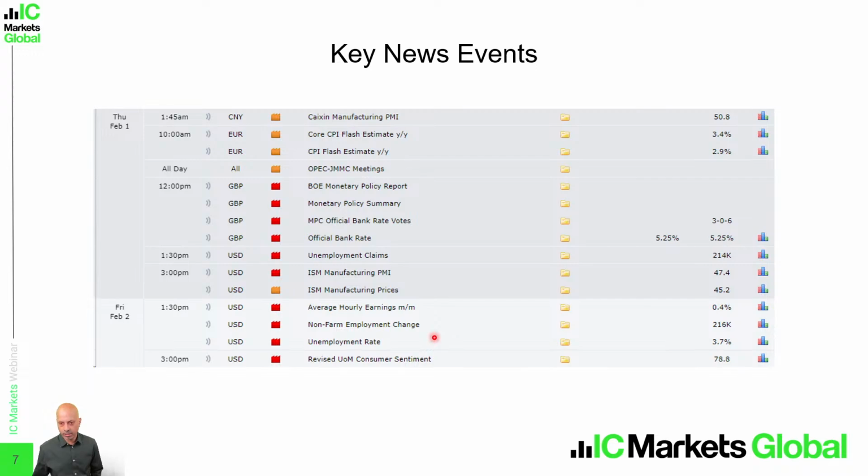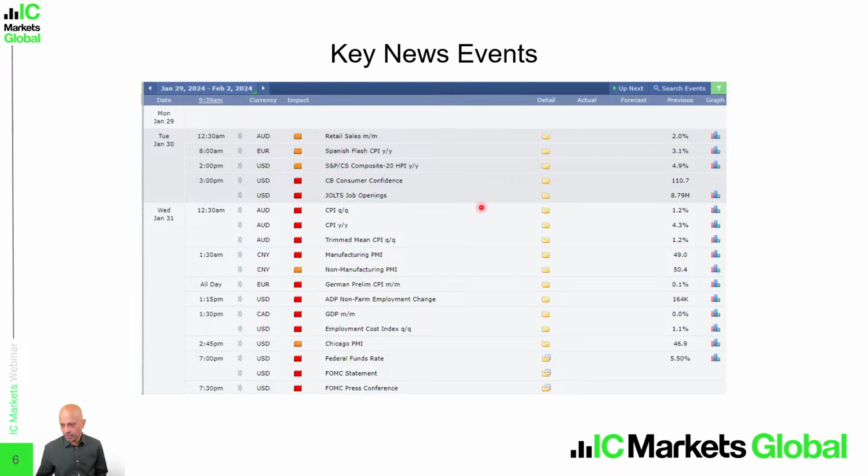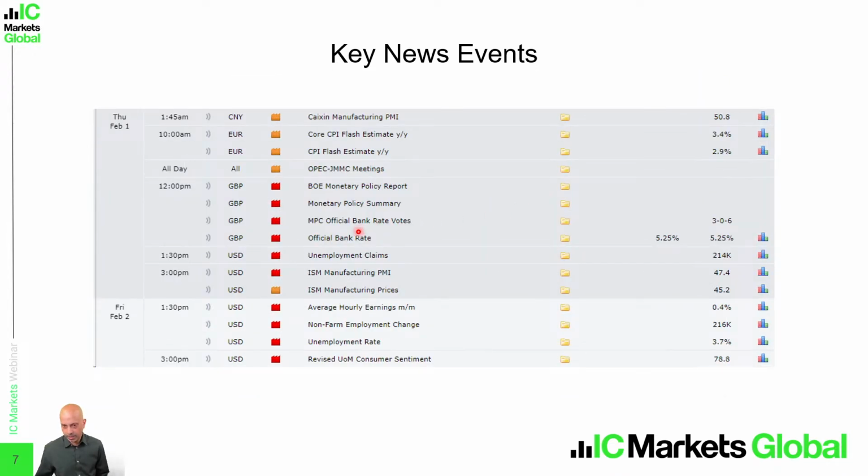All right, then on Thursday, 1st of February, we've also got manufacturing PMI again and inflation data out of Europe. Plus, we've got the Bank of England releasing its monetary policy report as well. And then we round up the week with the employment report from the US. So we've got non-farm employment change, NFPs, and the unemployment rate, plus average hourly earnings as well.